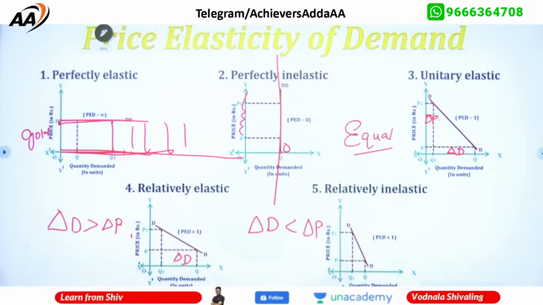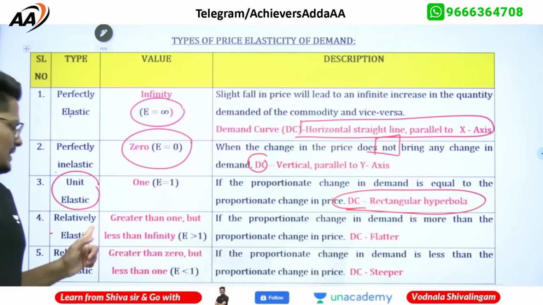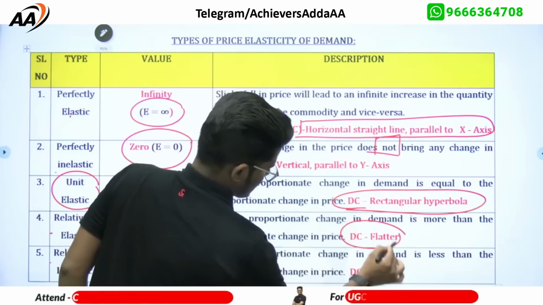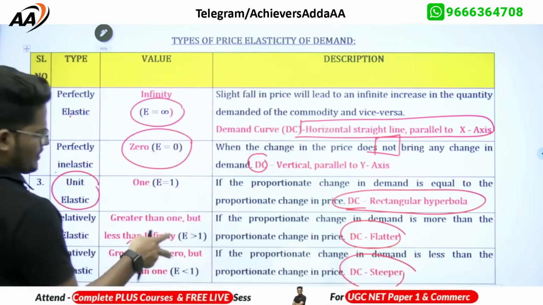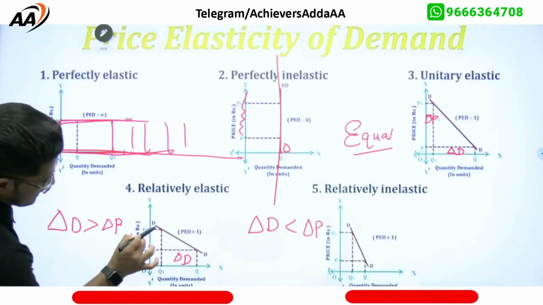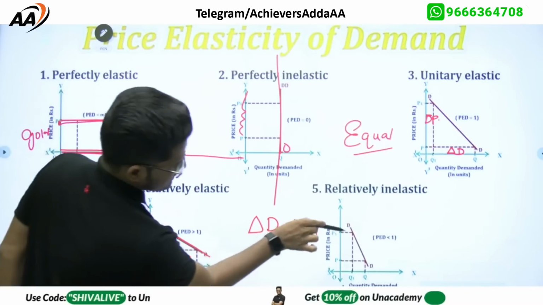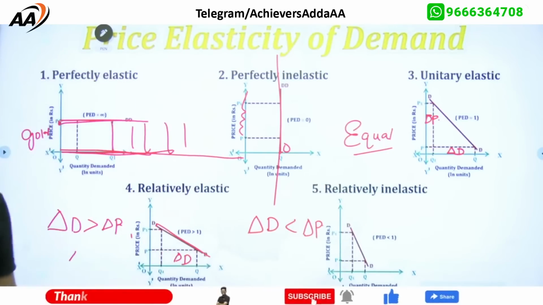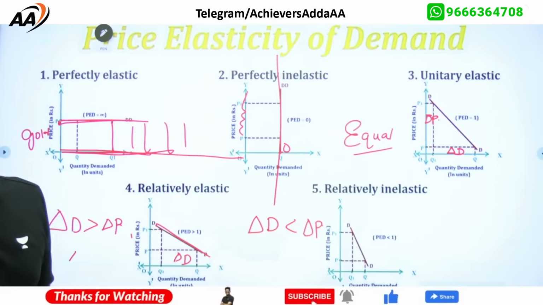So what is the nature of the curve? In the case of relatively elastic, which is greater than 1, the demand curve is flatter, and in the case of inelastic, less than 1, the demand curve is steeper. Look here, the demand curve is flatter in nature. Here the demand curve is somewhat steeper in nature. Am I clear?